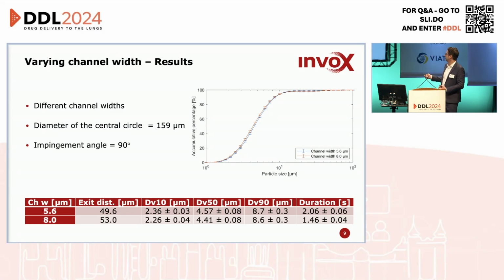We see that there's a big effect on the spray duration that is longer for the smaller channel. But remarkably, if we look at the particle size, there's not really that big a difference. Although you might think that with smaller channels the fluid goes slower and you have larger particles.